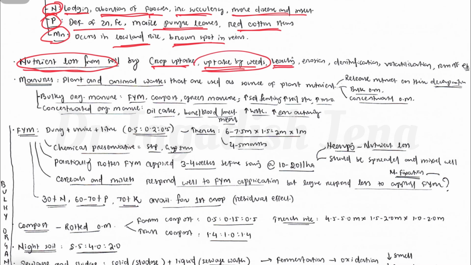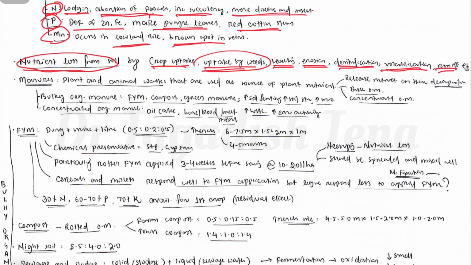Then leaching loss, mostly in the case of nitrogen and boron. Then erosion: erosion means topsoil is removed from one place and deposited in another place. So from the place where soil erosion happens, the nutrients will be lost. Then denitrification in the case of submerged soil. Then volatilization in the case of alkaline and high temperature soil, then runoff. So these are some of the processes through which nutrients are depleted from one place.